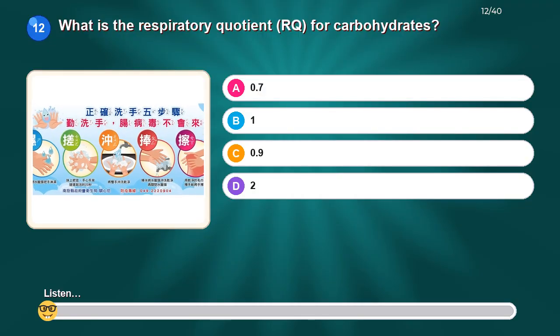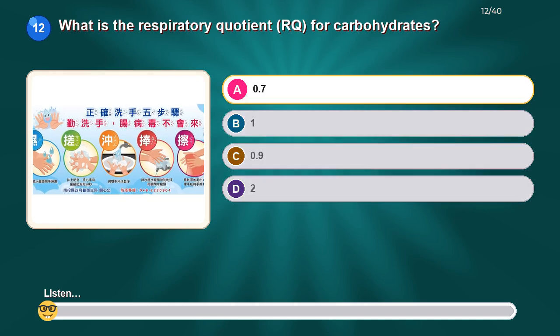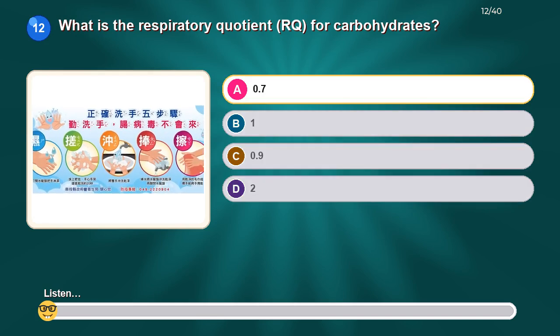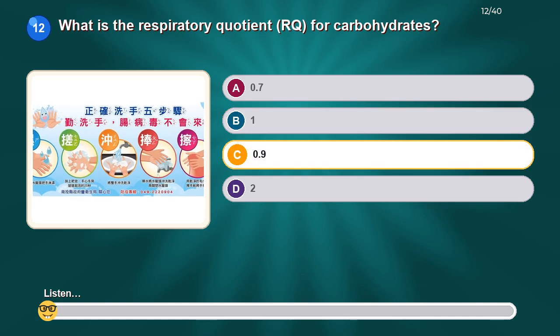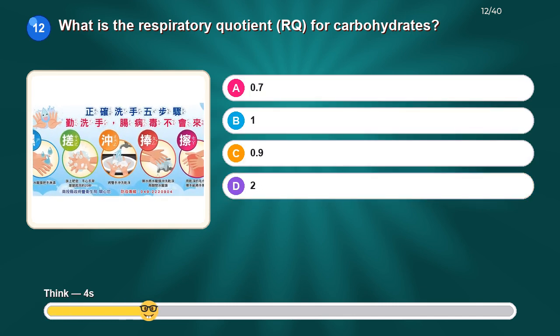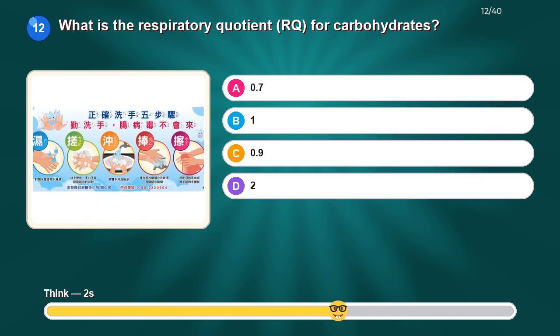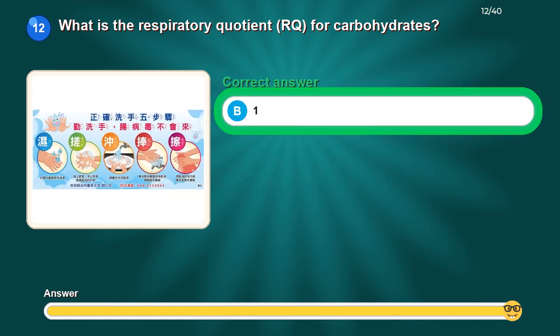What is the respiratory quotient, RQ, for carbohydrates? Option A, 0.7. Option B, 1. Option C, 0.9. Option D, 2. The correct answer is 1.